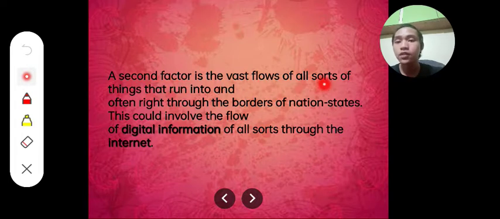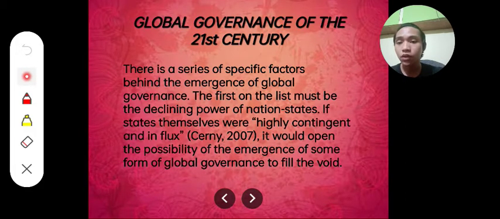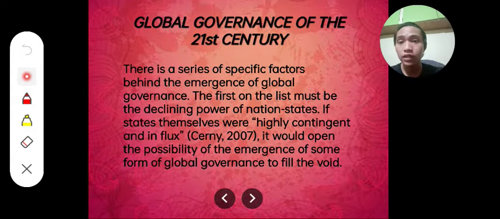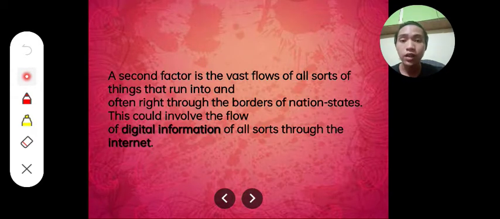A second factor is the vast flow of all sorts of things that run into and often right through the borders of nation states. This could involve the flow of digital information of all sorts through the internet. So in the global governance of the 21st century, as you can see in the previous slide, the internet or social media or digital information plays a very important role, because as we all know, in this current era, technology and the internet spread digital information much faster, much more accessible, and much easier.